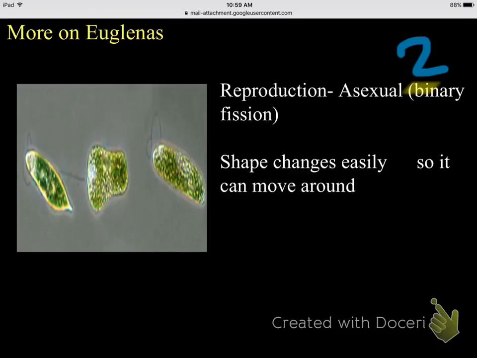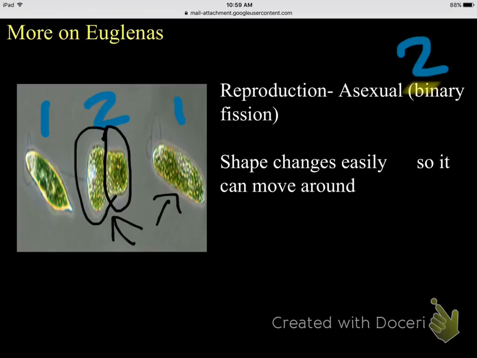Okay, so you can see in this picture, this is one, this is one. This one right here is kind of morphing itself through binary fission and turning into two. It will eventually break apart right here in the middle to form two separate euglenas. Okay, and that's through binary fission. The euglena can kind of move its shape around easily to help it move. You'll see here it's more of an oval shape, and then here where it's reproducing, it's more kind of blobby. All right, so it can change its shape around depending on what it's doing.